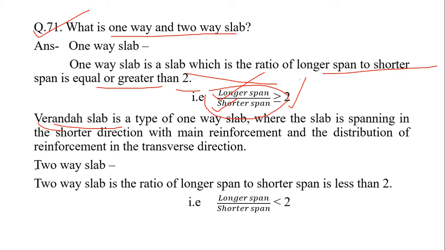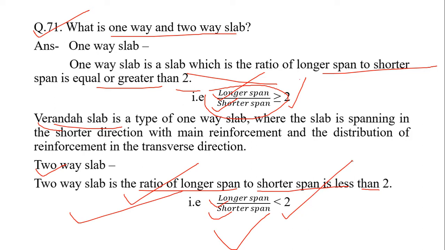The second is the two-way slab. A two-way slab is one in which the ratio of longer span to shorter span is less than 2. In the case of a two-way slab, reinforcement is provided in both directions. The main reinforcement is provided in the shorter direction as well as in the longer direction. This is the two-way slab: longer span upon shorter span less than 2.